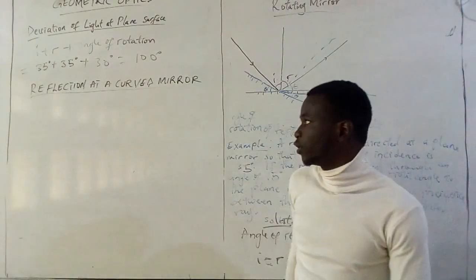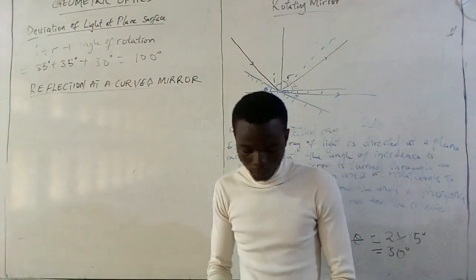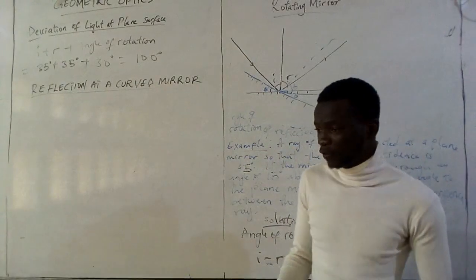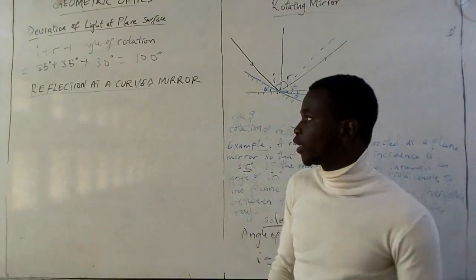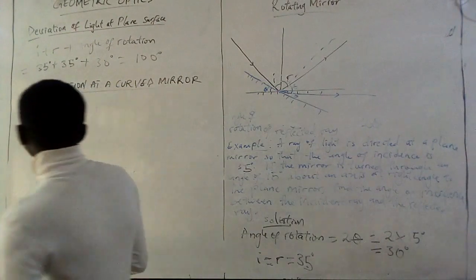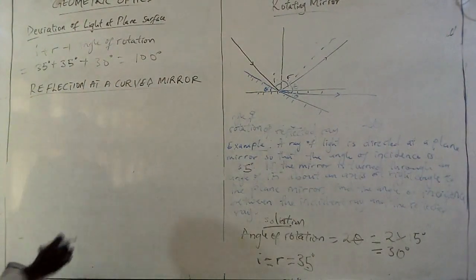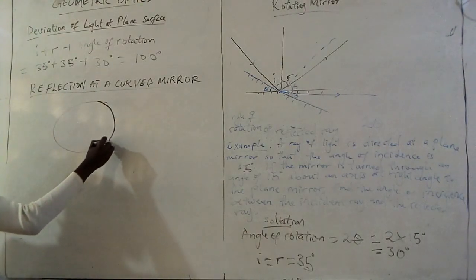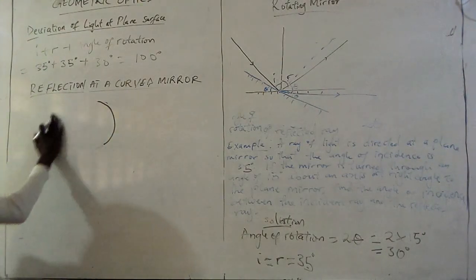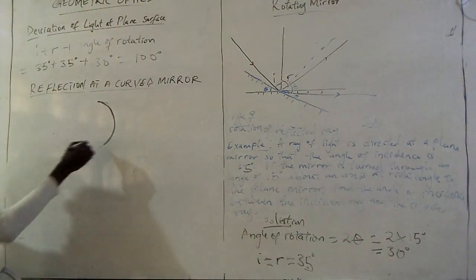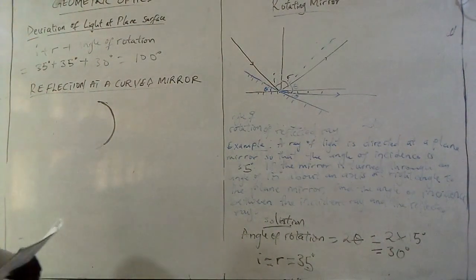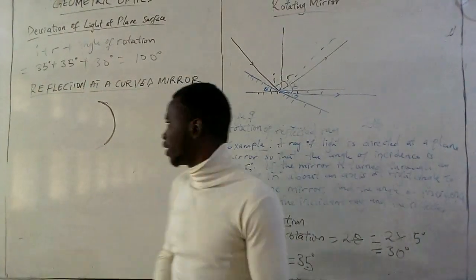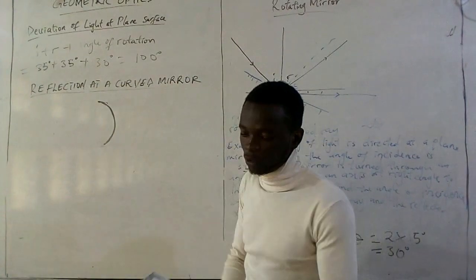So, reflection at a curved mirror. Now what we just did is a reflection on a plane mirror. Now we can add curved mirror. A curved mirror is formed as a part when you have a sphere. So when a part of this sphere is cut, you have a curved mirror. At this time, we are going to look at the terms that are used for a curved mirror.